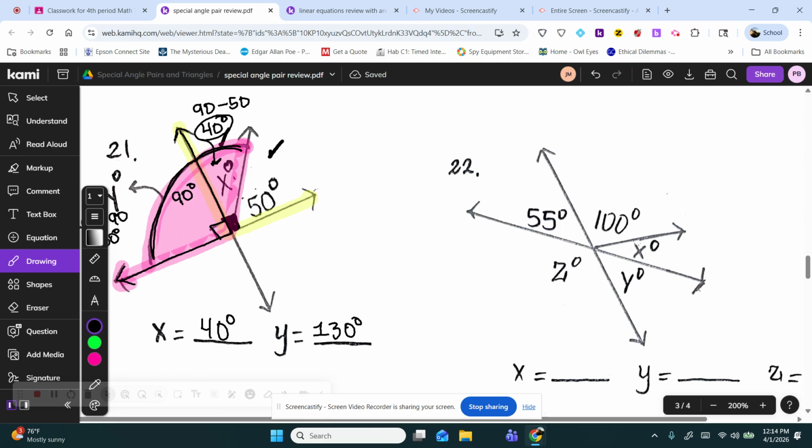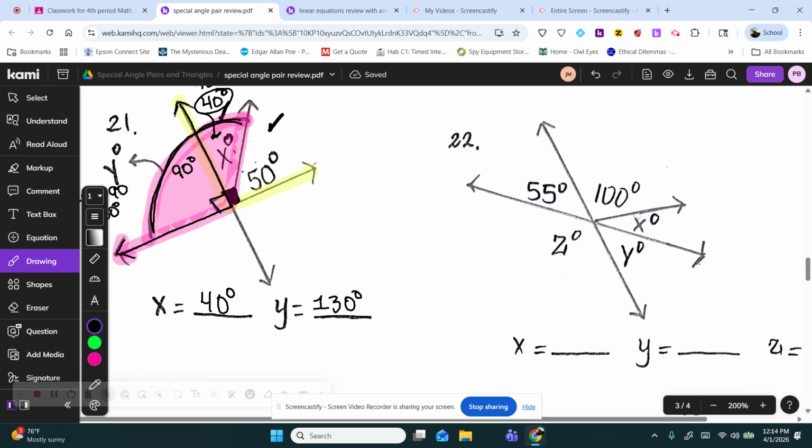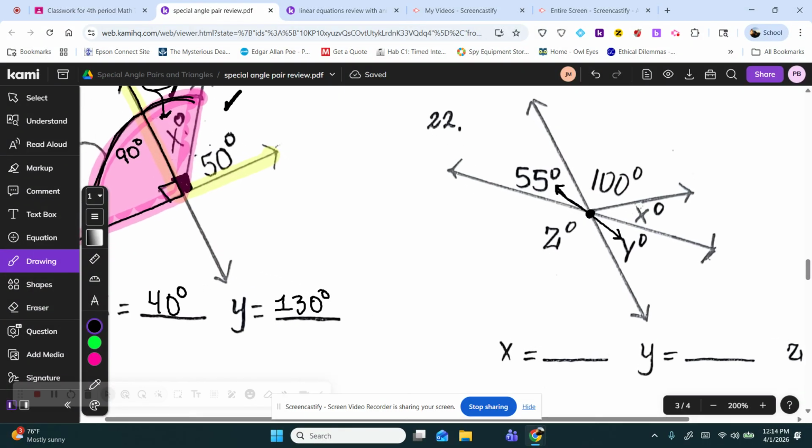Okay, let's take a look at 22. On 22, I'm going to put a dot here for my vertex. If I go directly across from 55, it puts me at Y. Angles that are directly across from each other are known as vertical angles, and vertical angles have the same measure, so they are equal. So it's very easy to tell that Y is 55 degrees. Let's go ahead and get that one out of the way. Okay, all right, so I know Y is 55 degrees, and I'm going to do one other thing.